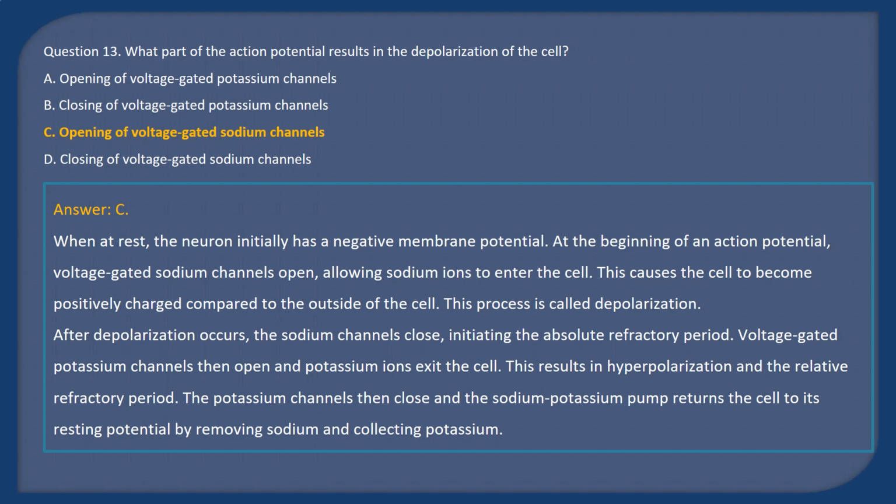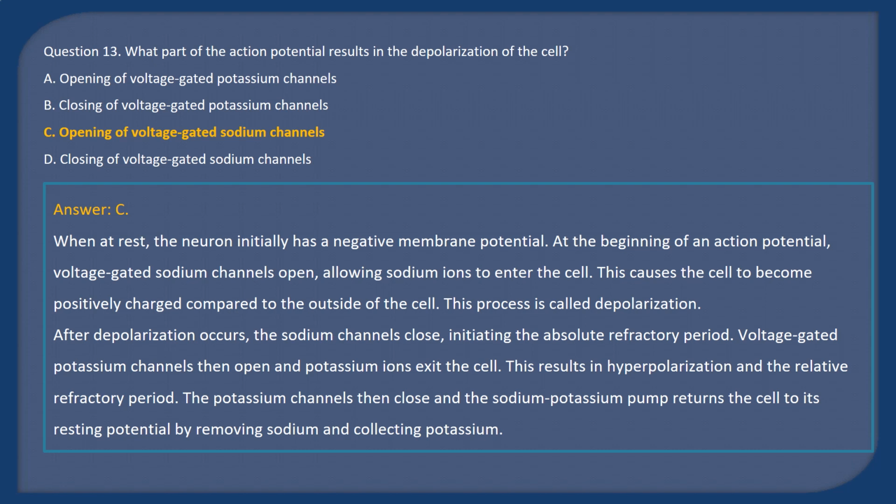Answer C. When at rest, the neuron initially has a negative membrane potential. At the beginning of an action potential, voltage-gated sodium channels open, allowing sodium ions to enter the cell. This causes the cell to become positively charged compared to the outside of the cell. This process is called depolarization.